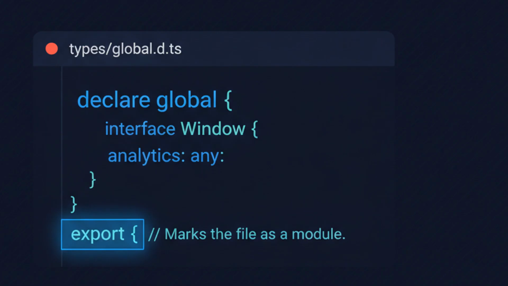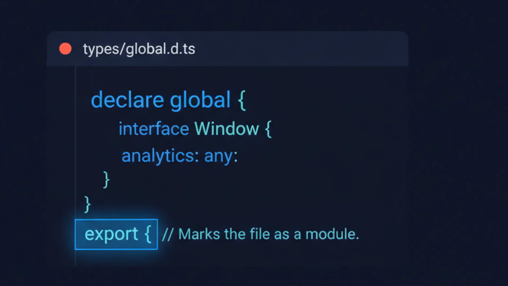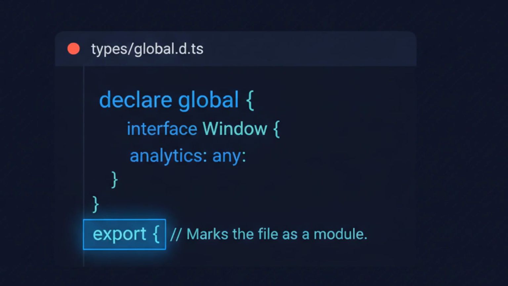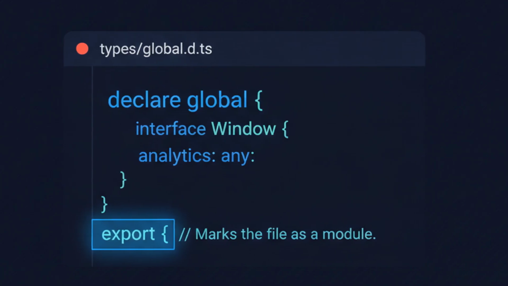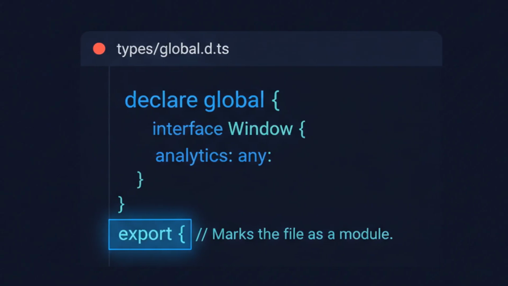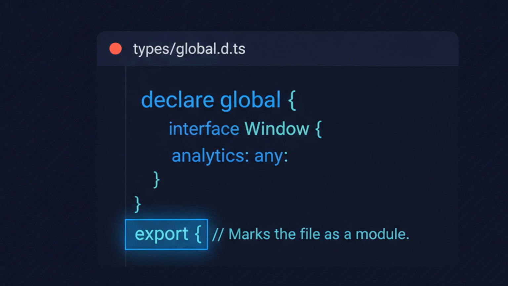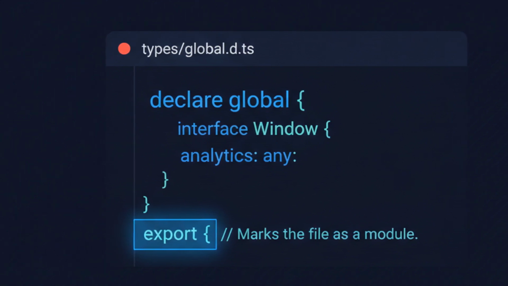Sometimes a library attaches things to the global scope. A script tag that adds a property to window, for example. To type that, we reach for declare global. But there's a gotcha. Declare global only works inside a module, meaning a file with at least one import or export. So we add an empty export statement at the bottom to mark the file as a module. Inside the block, we extend the window interface. And now window.analytics is fully typed everywhere.